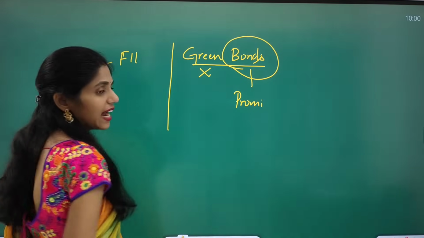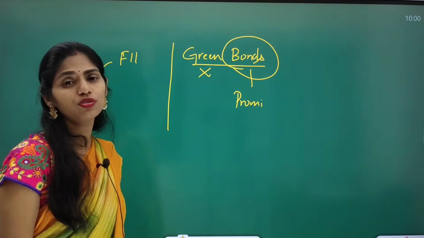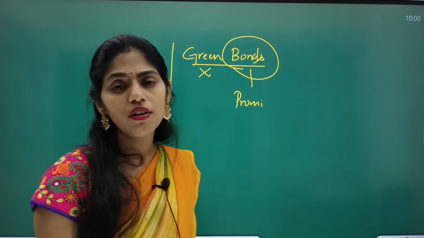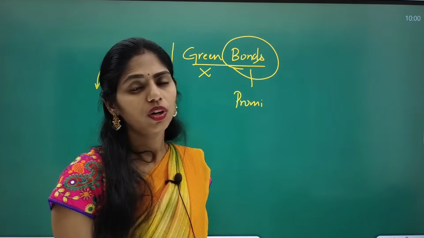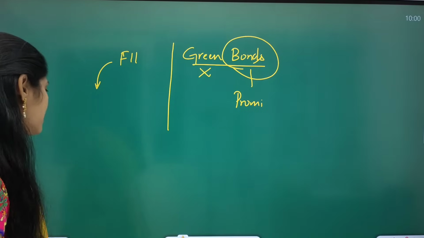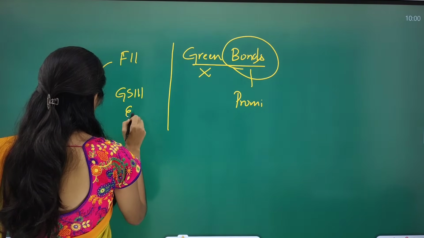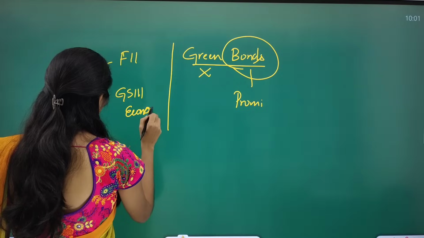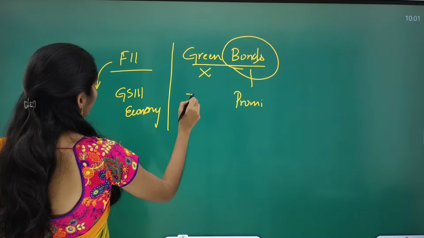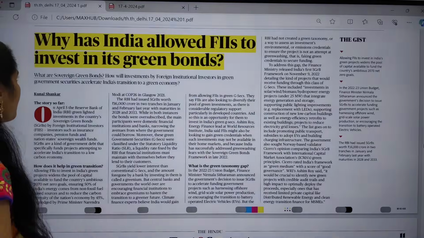But why is green added? Green relates to our environment. So we have to focus on achieving a good environment. Okay, we have to reduce carbon dioxide emissions. So that is the idea behind this. And this topic is important from GS Paper 3 under economy. And green bonds are also very important from your economy itself.